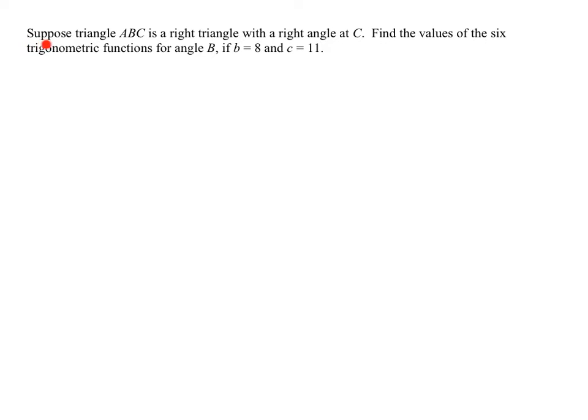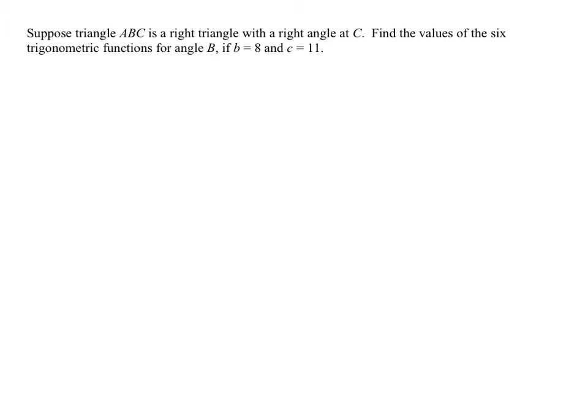In this problem, we have a triangle ABC. It's a right triangle, and the right angle is at C. We need to find the values of the 6 trig functions for angle B, not angle A, if side b is 8 and side c is 11.